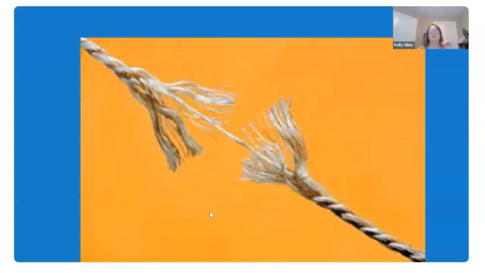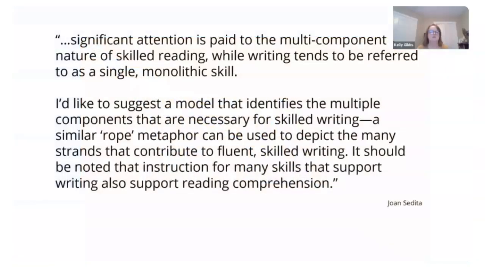So, according to Joan, significant attention is paid to the multi-component nature of skilled reading, while writing tends to be referred to as a single monolithic skill. I'd like to suggest a model that identifies the multiple components that are necessary for skilled writing. A similar rope metaphor can be used to depict the many strands that contribute to fluent skilled writing. It should be noted that instruction for many skills that support writing also support reading comprehension.